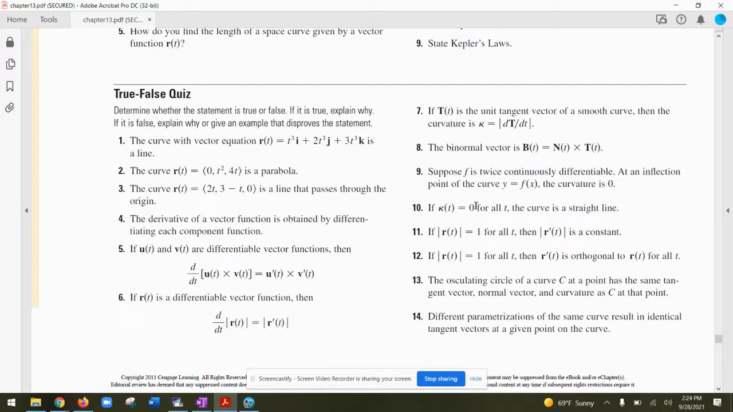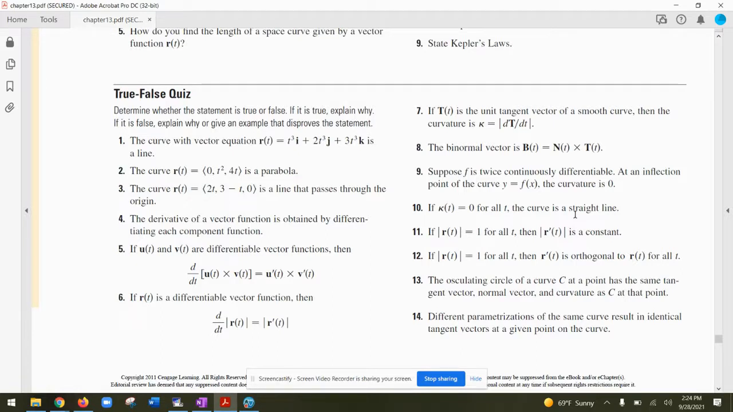10. If k of t equals 0 for all t, the curve is a straight line. It sounds right. Can we think of an exception? Yeah, I knew you'd come up with an exception. If it's absolute value, it wouldn't. Oh, there would be no curvature at the origin for absolute value? Then I would say this condition doesn't hold, right? He's talking just about the absolute value function. So at t equals 0 there is no curvature, so we would say the original statement doesn't hold.